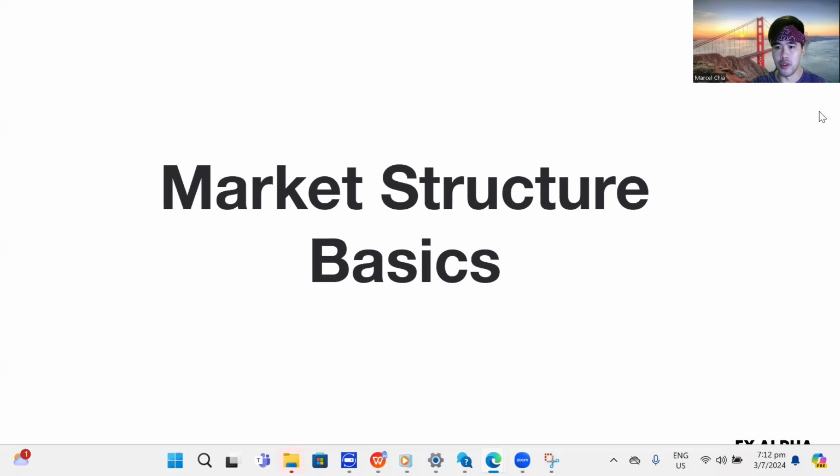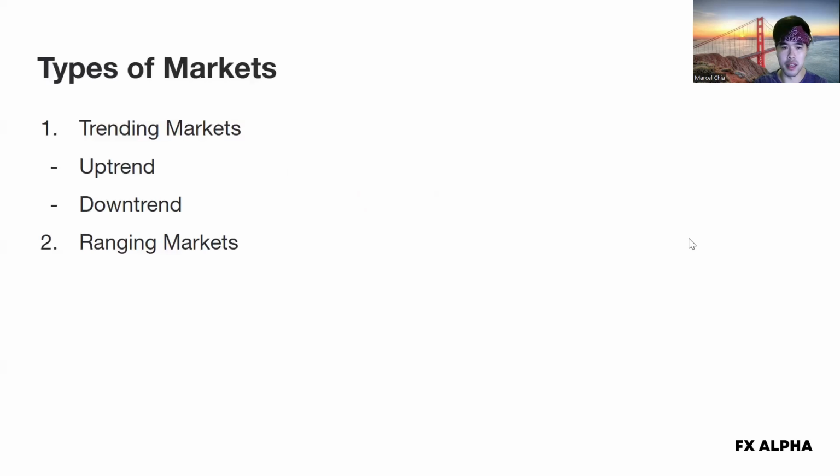In this current video, we'll be looking at the different types of markets. There are namely two: trending markets, where the market is either in an uptrend or a downtrend, and ranging markets, where there's no clear distinct trend and price levels are just ranging at a certain area over a long period of time.